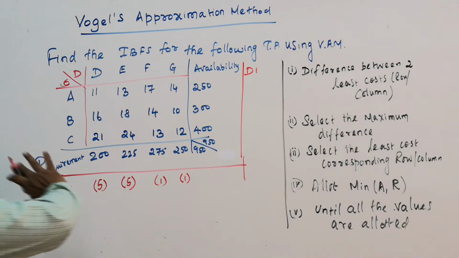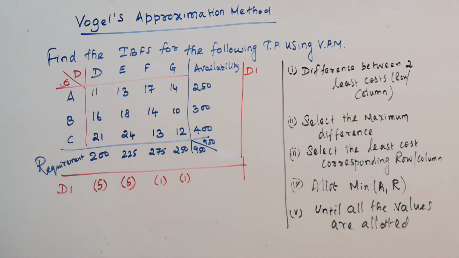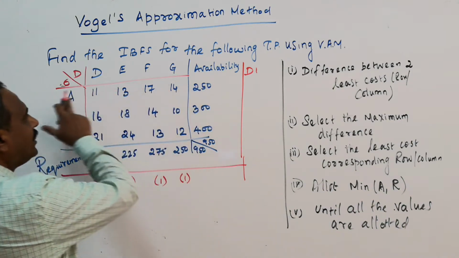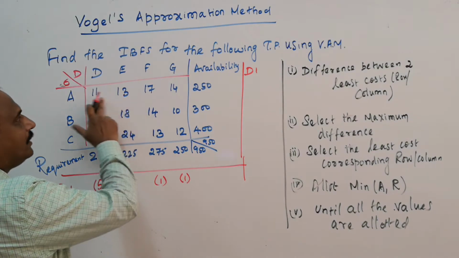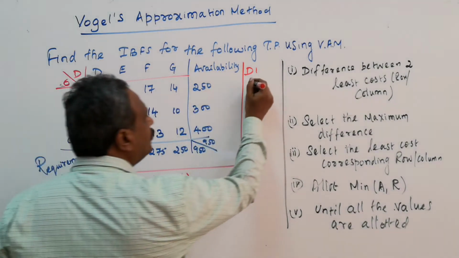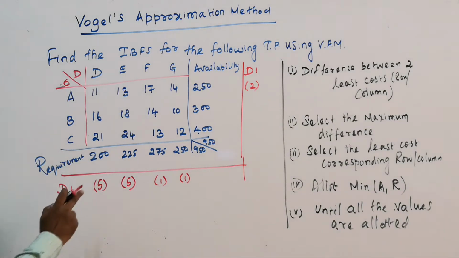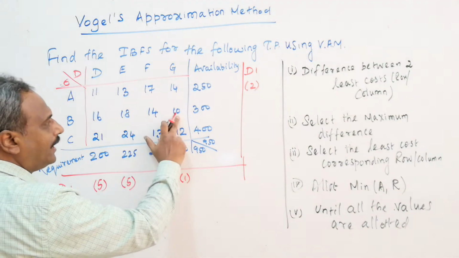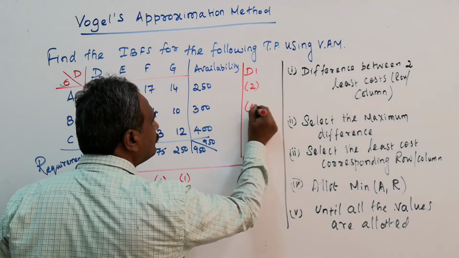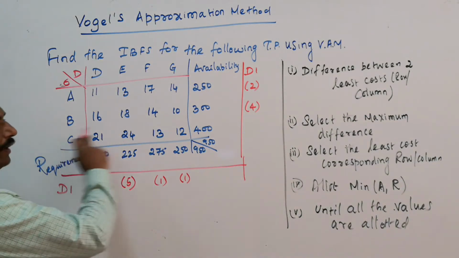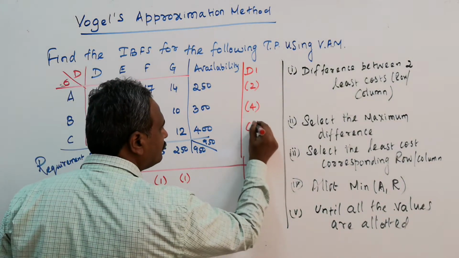In the same way, I am going to find the difference between the least costs column wise. I am going to check the least numbers 11, 13. The next one here is 10, 14. So the difference is. When I come to this column, this is 12, 13. So the difference is.